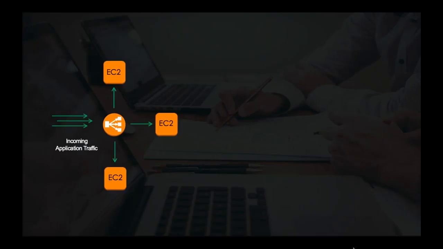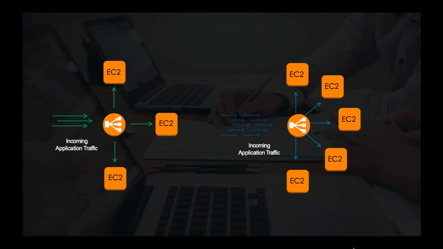You have an incoming connection, whatever the number of EC2 instances you have, it will distribute the load. If you have multiple requests, whatever the number of servers you have, it will distribute the requests based on the number of EC2 instances you are running behind it.